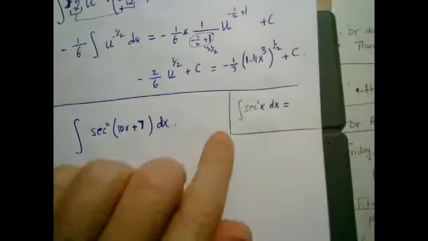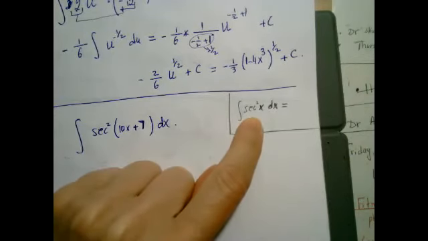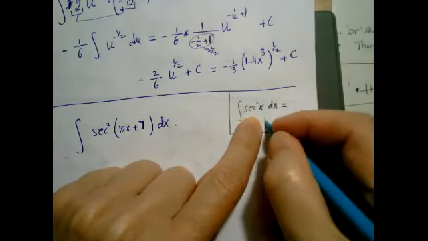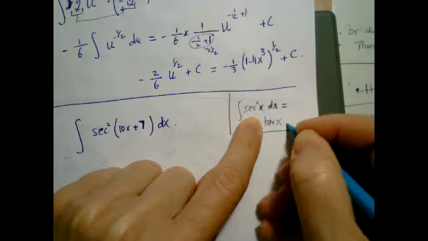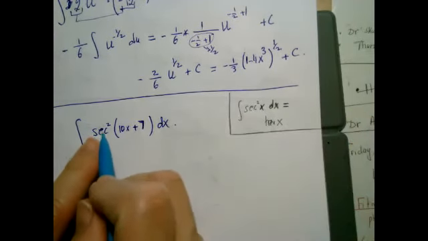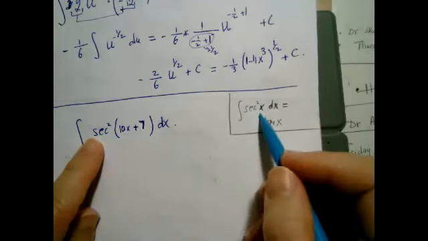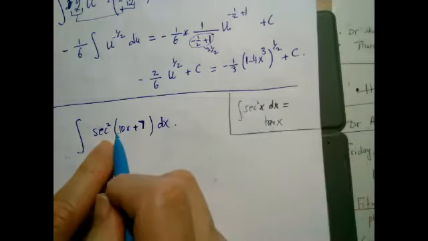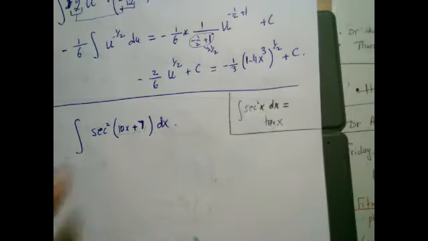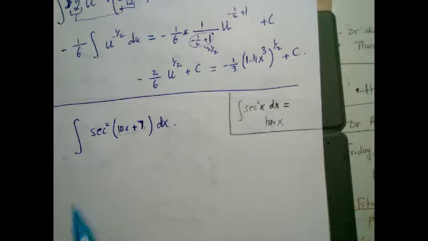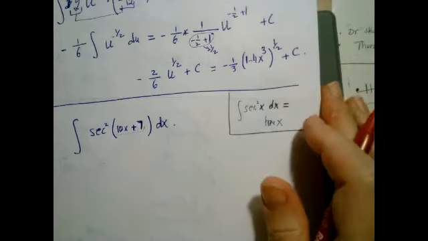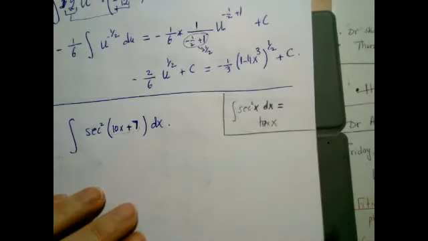Anybody remember? Which is the function whose derivative is secant square? Tangent, absolutely. So we know the antiderivative of secant square, but I don't have secant square x. I have secant square of 10x plus 7. I have an issue. I have an inside function, and the chain rule tells me that when you have an inside function, things don't work simply. There is a chain rule involved.